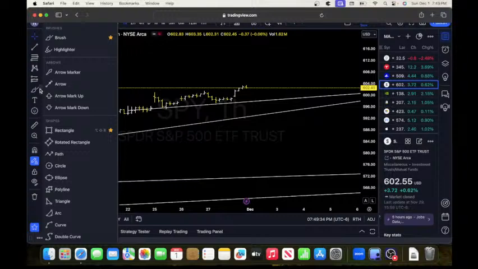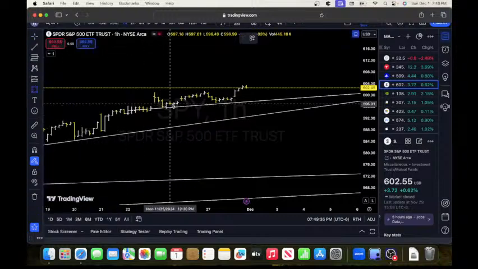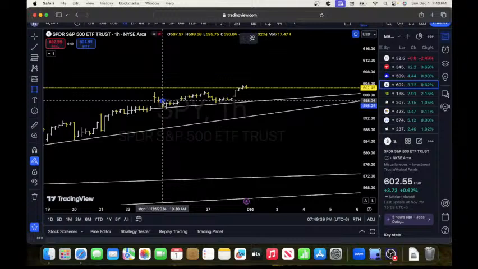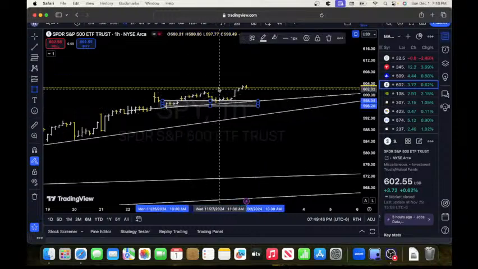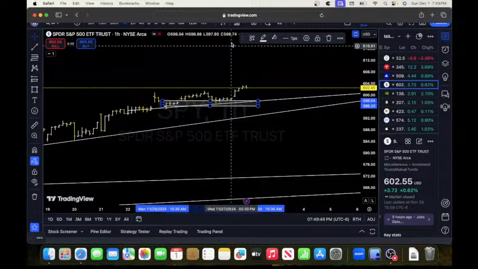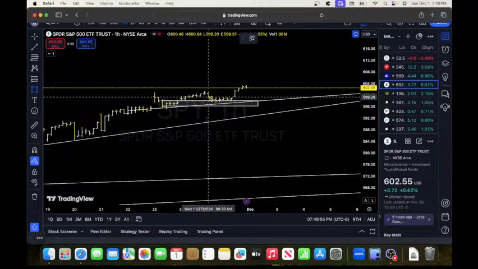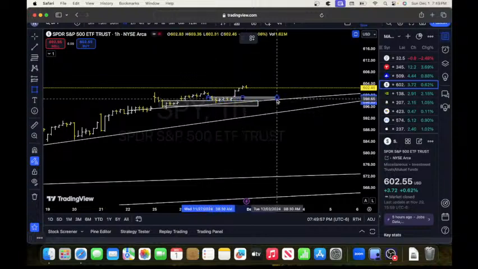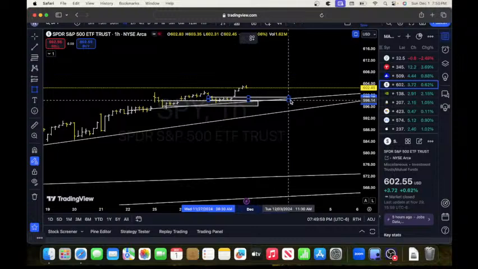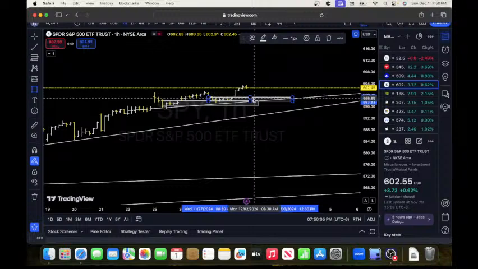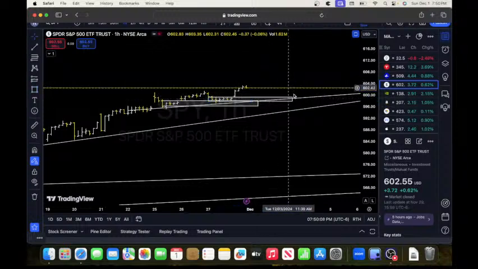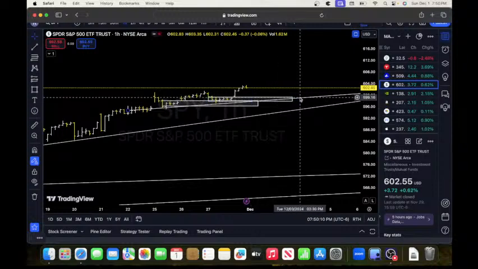Where's my box? Rectangle. Boom. All right, so we'll see how that lined up for support over here. And then the same thing happened again right here. Well, possibly happen again right here. So we'll look for a price drop down here, and then this is where you want to grab calls if the price actually drops to this trend line.